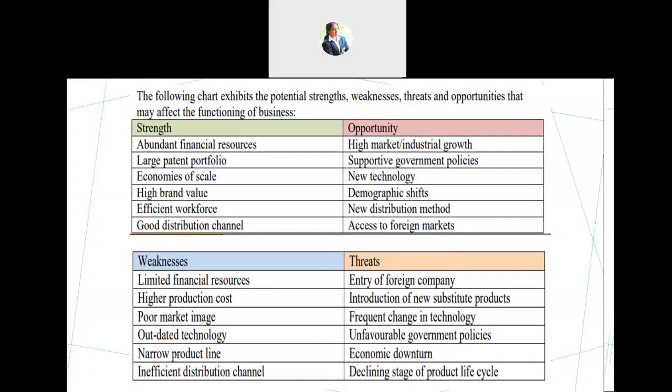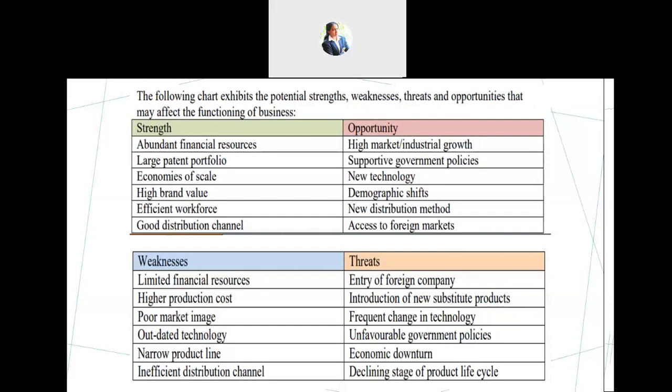Now it might have come up with new distribution methods, and the company might also have access to foreign markets. Now some of the general weaknesses could be, the first one, it might not have the necessary funds at hand for day-to-day activities, or to take advantage of the opportunity that it has, and the production cost might be increasing. No matter how good the product is, the image of the company in the market might be poor.